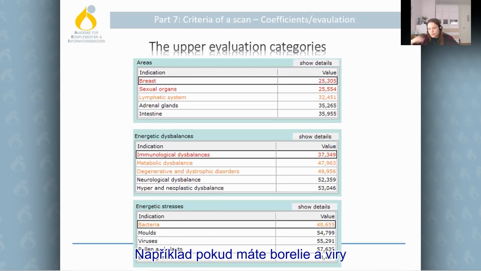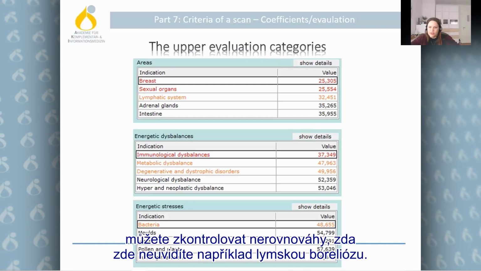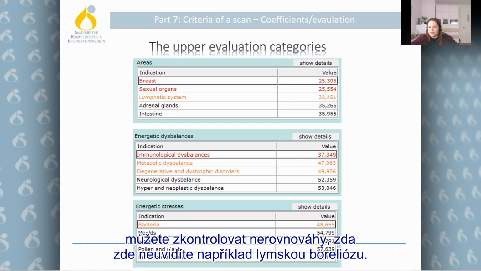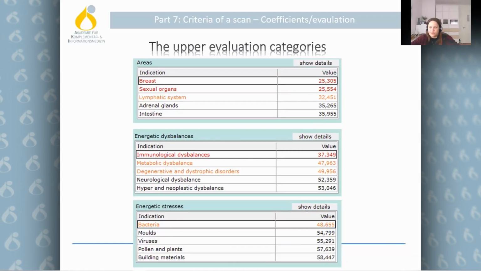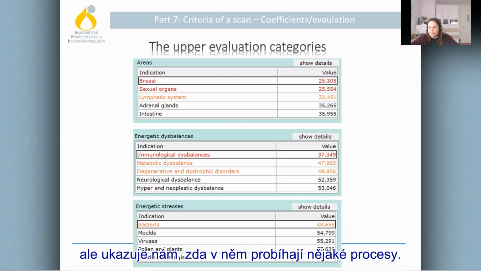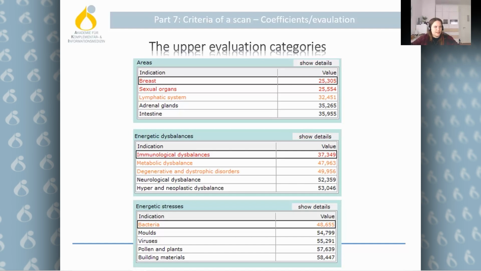For example, when you have the Borrelia bacteria, you don't get them in the evaluation. You can check the disbalances if you have, for example, the Lyme Borrelia listed. Then you can use this to see, okay, the body is not able to detect these microorganisms, but it's showing us that there's some process going on. So then you can use this as information.